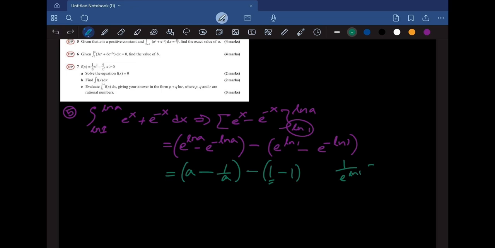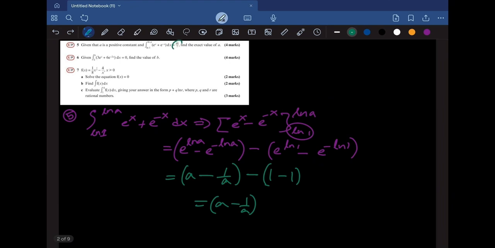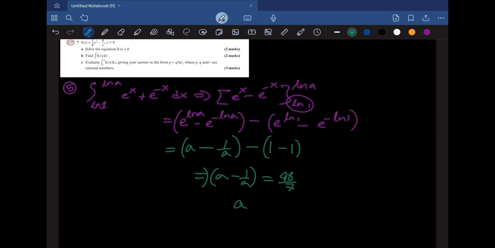Hopefully you guys have understood this tricky point. So now it will become a minus 1 by a, because both of them get cancelled out, as there is a negative and it becomes positive right here. So a minus 1 by a is equal to 48 by 7. So overall a is equal to 7.